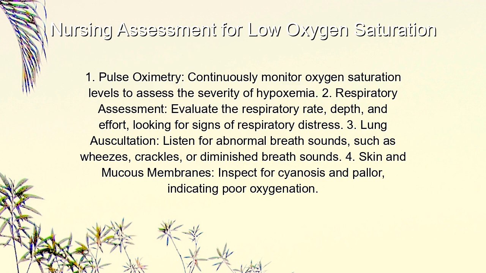Nursing assessment for low oxygen saturation. 1. Pulse oximetry. Continuously monitor oxygen saturation levels to assess the severity of hypoxemia. 2. Respiratory assessment. Evaluate the respiratory rate, depth, and effort, looking for signs of respiratory distress. 3. Lung auscultation. Listen for abnormal breath sounds, such as wheezes, crackles, or diminished breath sounds. 4. Skin and mucous membranes. Inspect for cyanosis and pallor, indicating poor oxygenation.